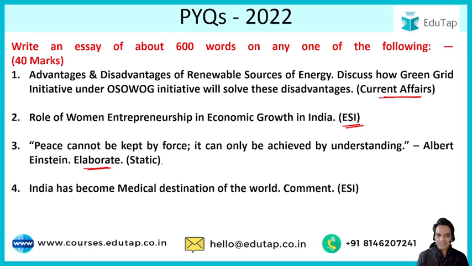So we can say it was somewhere related to static, as well as a current affairs based topic, which could be included from the current affairs. So let's call it a static topic. And fourth was India has become a medical destination of the world. Now again, it was a topic based on economic and social issues. So you can see somewhat topics were related to current affairs, economic and social issues in the year 2022.